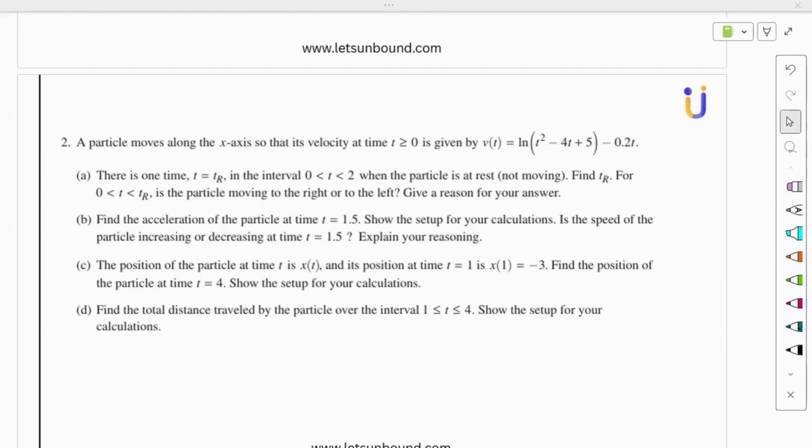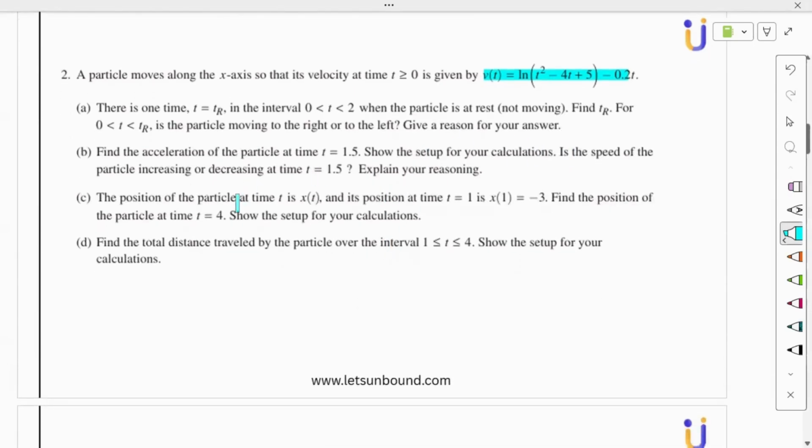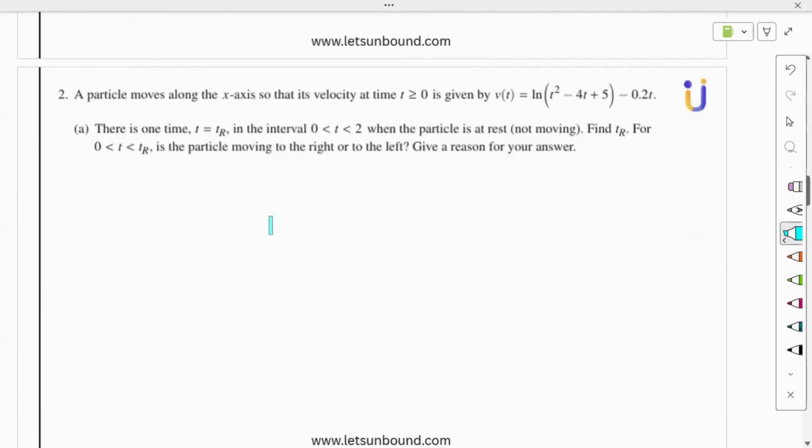So a particle moves along the x-axis so that its velocity at time t greater than or equal to 0 is given by the velocity function. So this is the velocity function, right? And then there is one time t equal to tr in the interval when the particle is at rest. Find that time. And then at that time, is it moving right or left? Give reason for that answer. Then find the acceleration of the particle, and is the speed increasing or decreasing, the position of the particle, and then finding total distance. So let's solve one by one. Here we go for the first one.